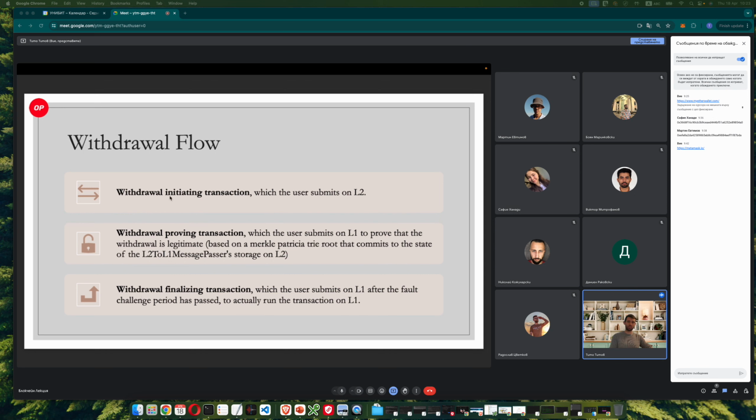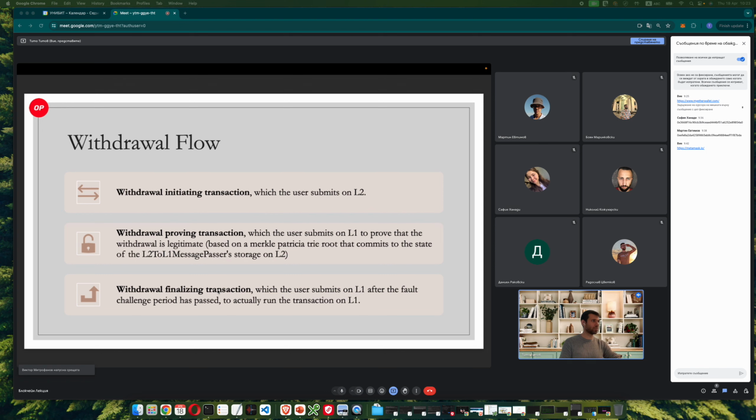So this process is usually slower because when you want to get out of layer 2, you have to pass all these checks and you have to wait significant time. And this is also bad from a user experience point of view, but it is a good practice from a security point of view.